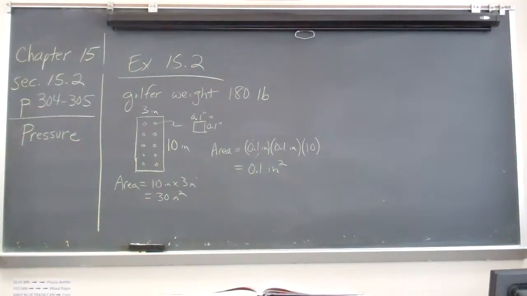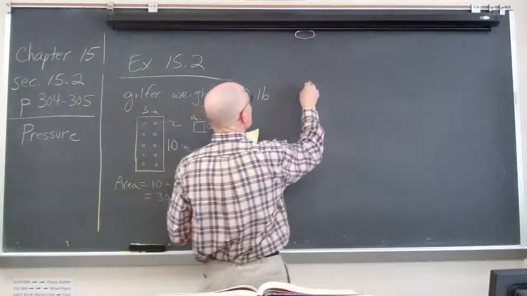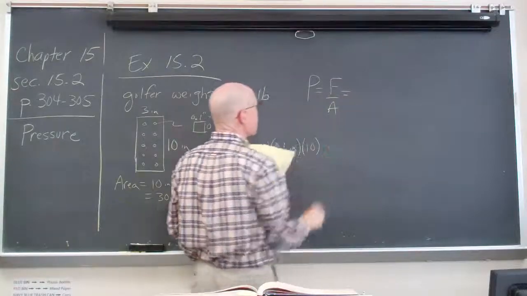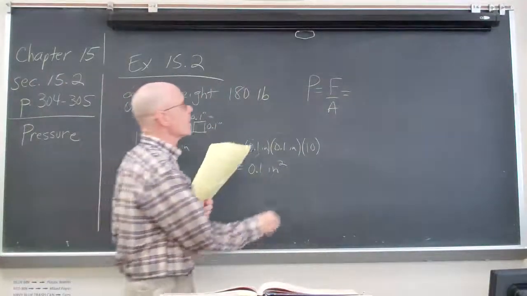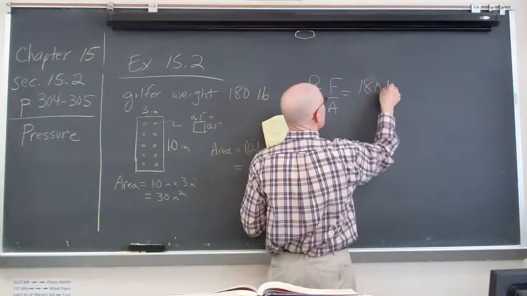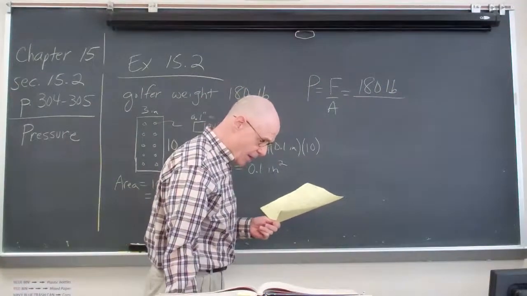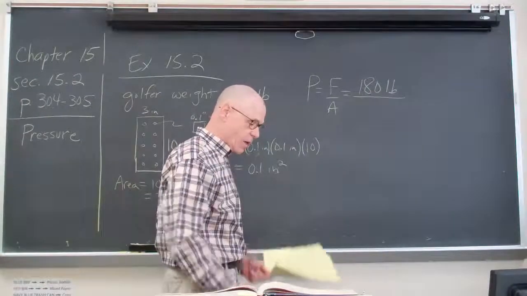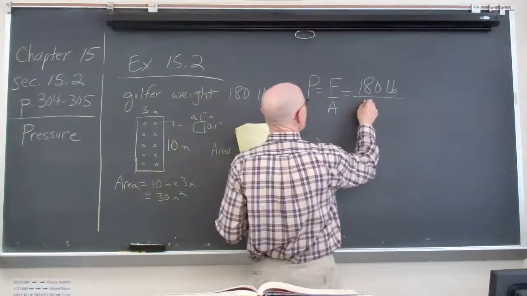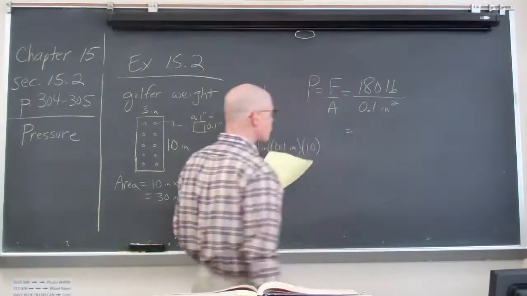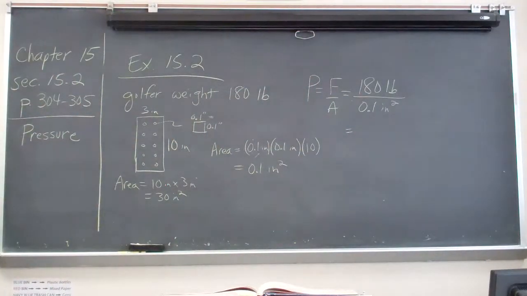So now we can apply our pressure equation. Pressure is force divided by area. In this case, the force is the weight of the golfer. And there is a moment when it's those 10 cleats that are transmitting the force down to the floor, and that's 1/10 of a square inch. And if you divide 180 by 1/10 of a square inch, what do you get?